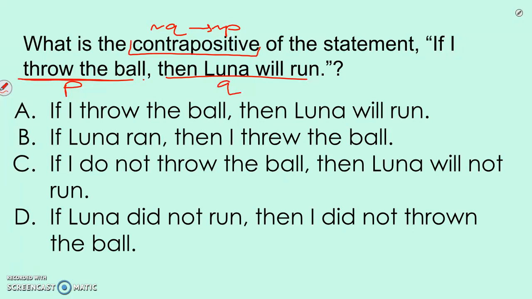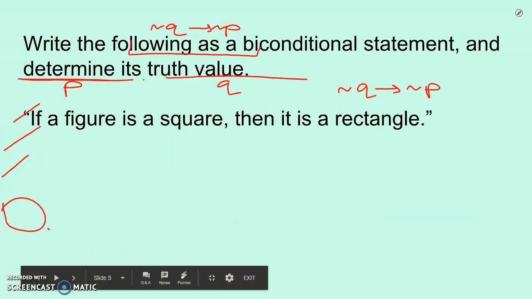So we're going to switch them. So we're going to say if not Q, then not P. So we're looking for if Luna doesn't run, then I didn't throw the ball. If Luna did not run, then I did not throw the ball. So the best answer would be D. All right, let's go to our next one.